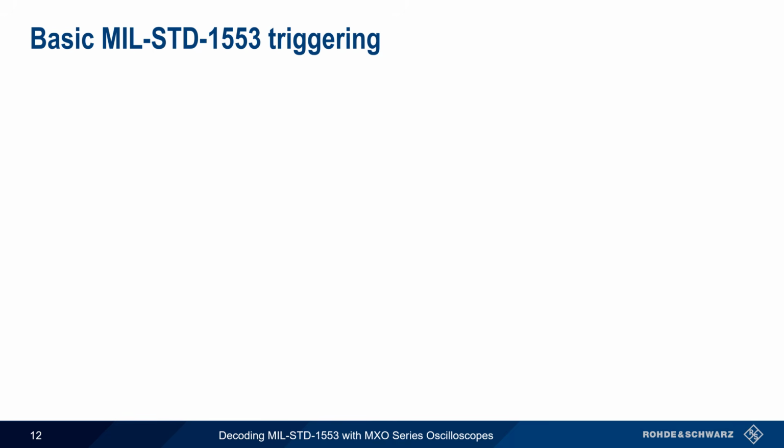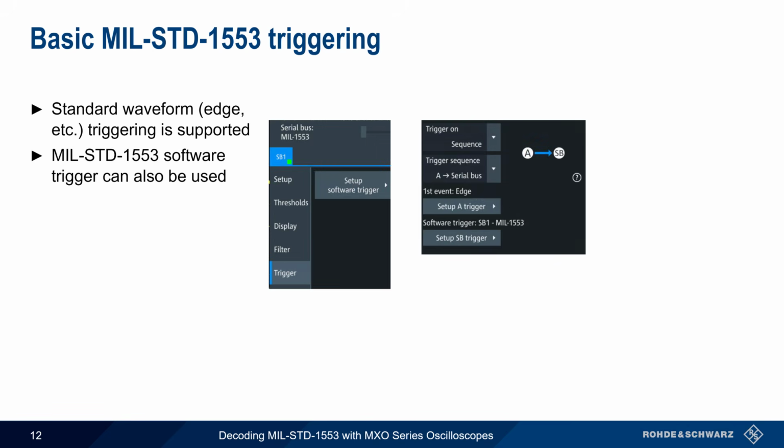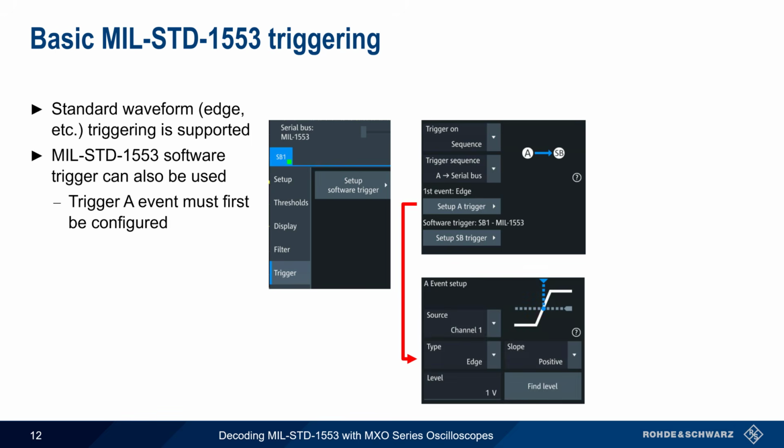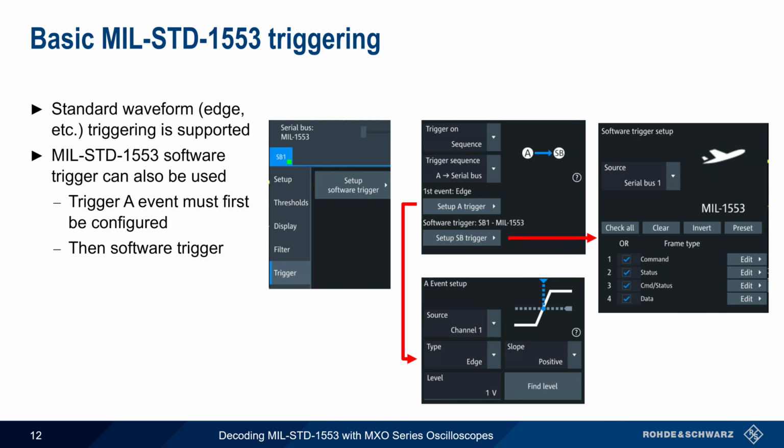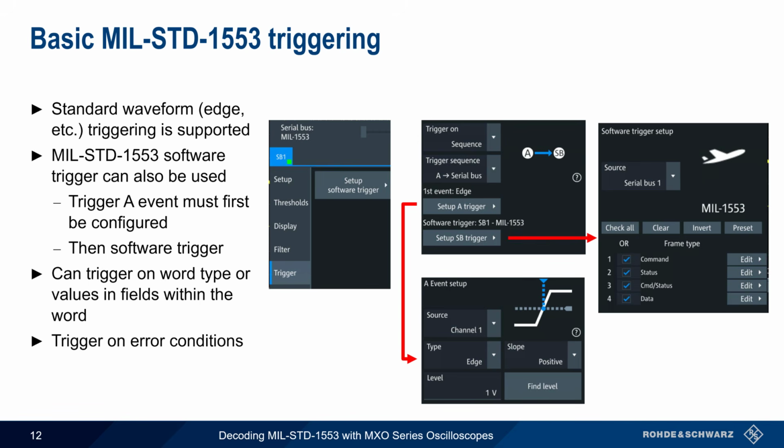Our next topic is triggering. Although it's possible to trigger using only standard waveform type triggers, the MIL-STD 1553 software trigger provides advanced functionality. To configure this, we must first configure a standard trigger type, such as an edge trigger, and then a MIL-STD 1553 specific trigger. The software trigger can be configured to trigger on specific word types and field values, as well as to trigger on error conditions, such as gap errors or parity errors.